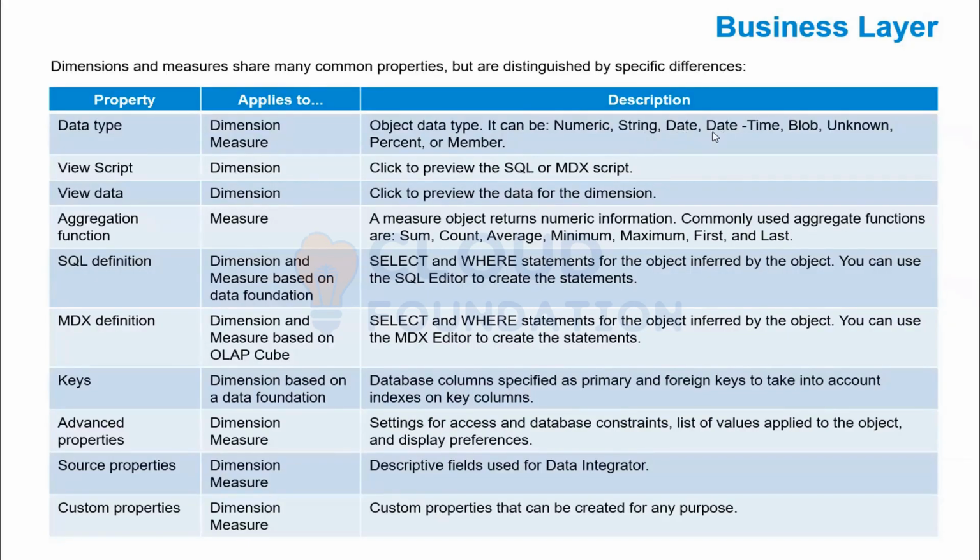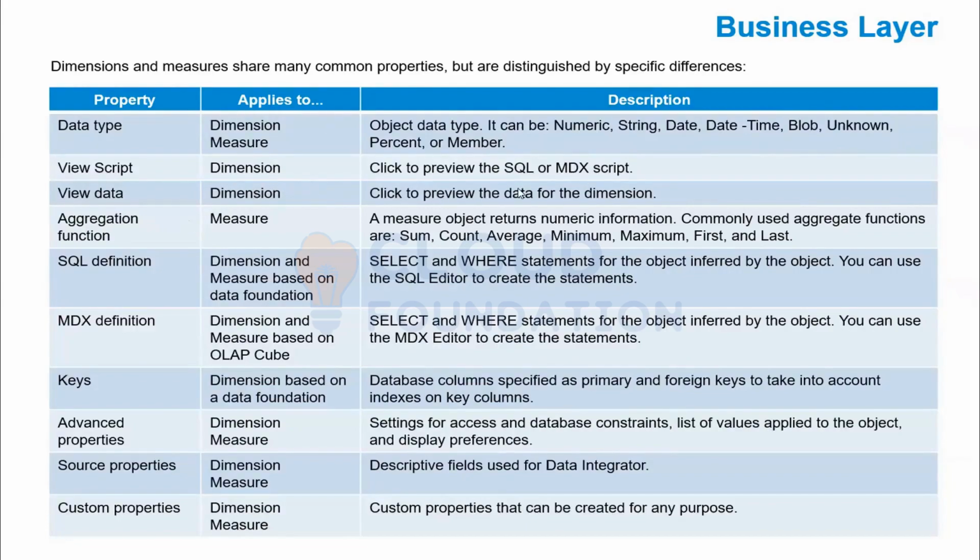Date. If the object is defining a date, like start date, end date, then the object data type should be date. Date time. If it also has the timestamp, the data type is date time. Blob, unknown, percentage or member. These are the types of data types.